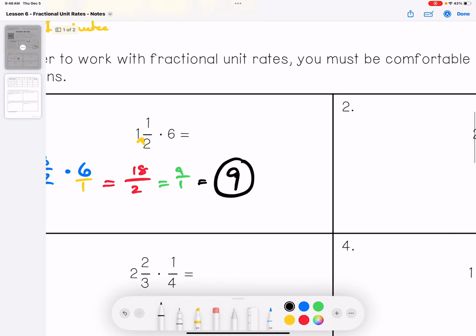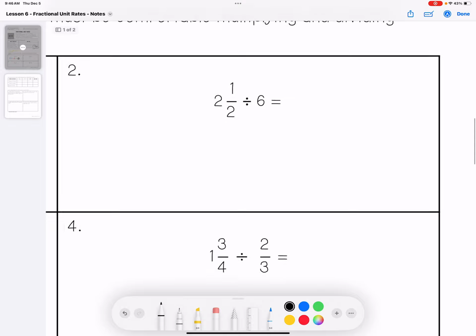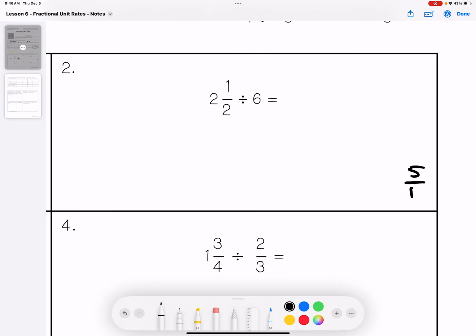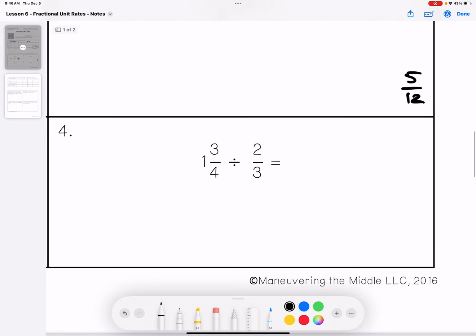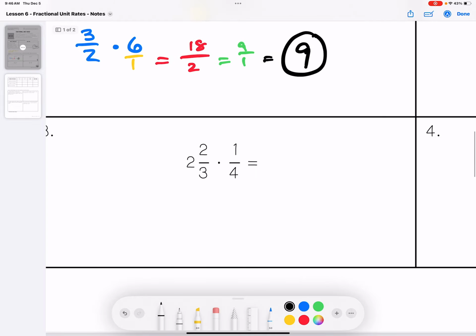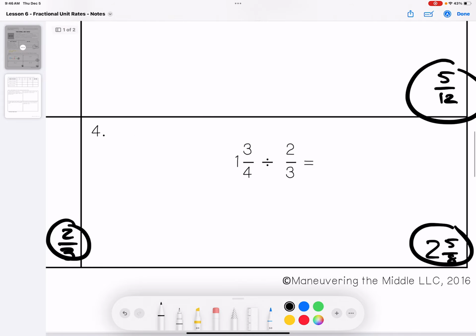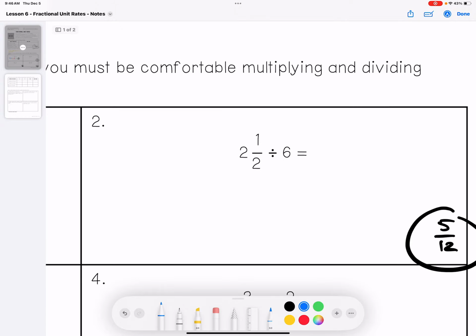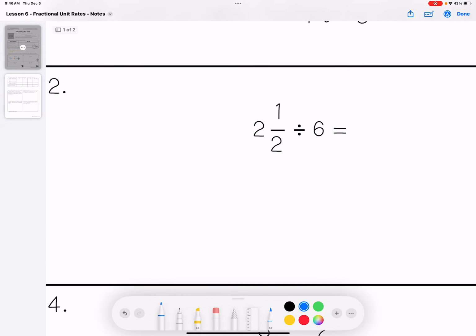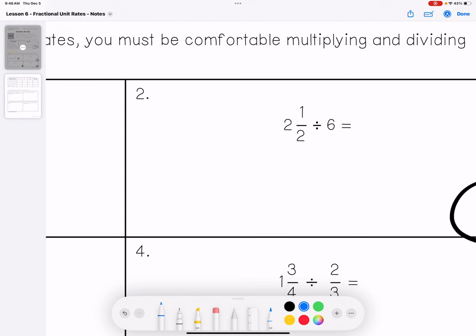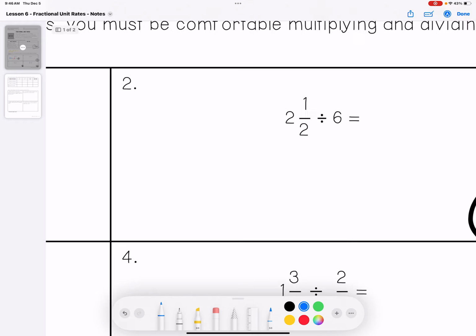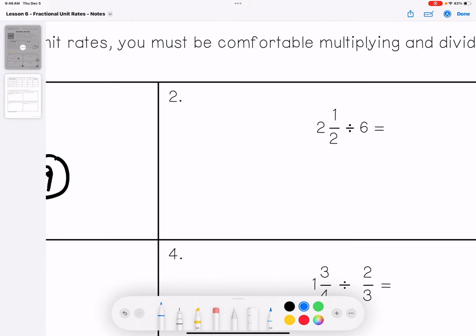All right, welcome back. You should have gotten, for number 2, 5/12. For number 4, you should have gotten 2 5/8. And for number 3, you should have gotten 2/3. But I am going to work them out just so you see it, and you are going to write it. We're dividing, so we're going to keep, change it to multiplication, and flip it. But let's go ahead and get these in improper fractions first. 2 times 2 is 4, plus the 1 on top is 5/2, divided by 6.